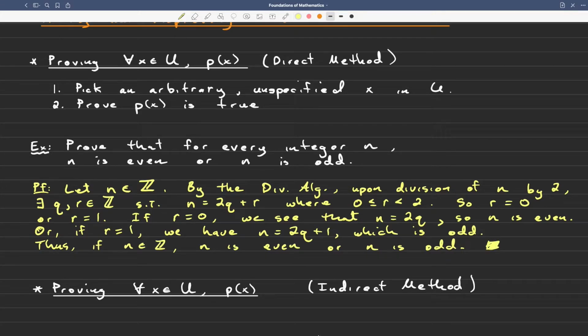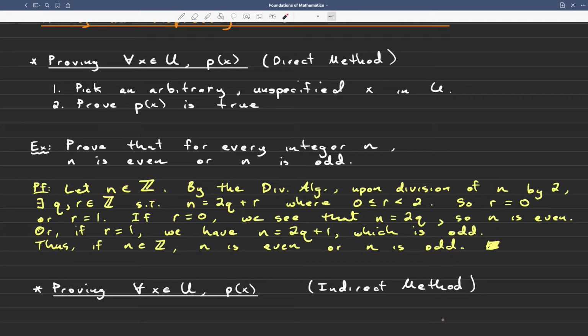All right? So the key thing to understand is that the big strokes of this proof were that we started with an arbitrary element of the universe of definition of this universally quantified statement, and then we arrived at the conclusion for that arbitrary element, which is that n is even or n is odd.